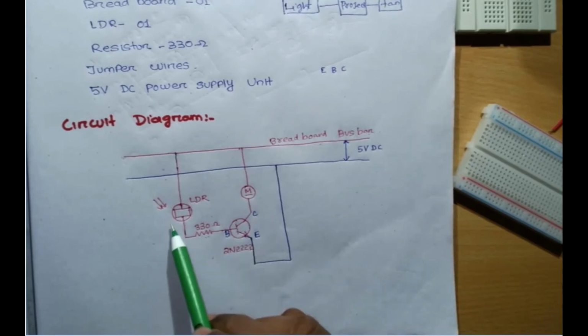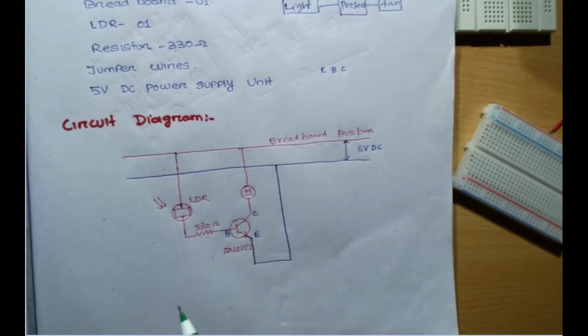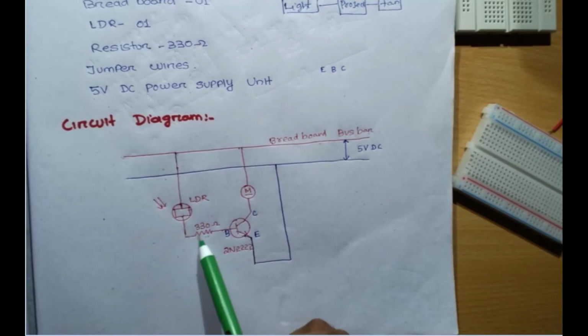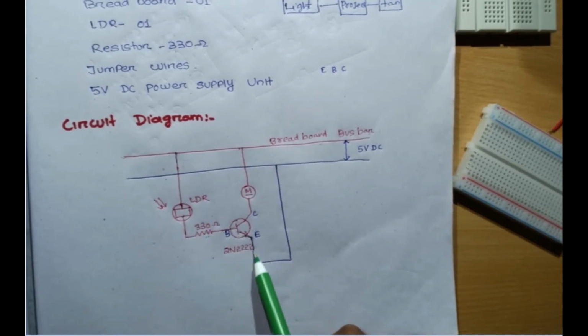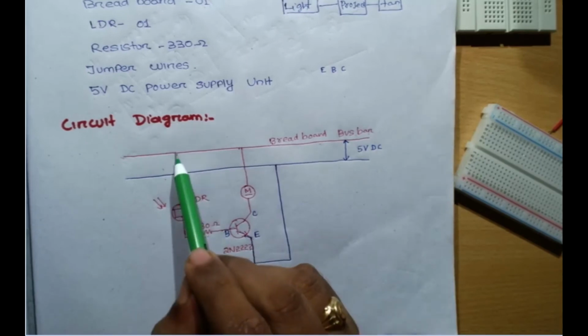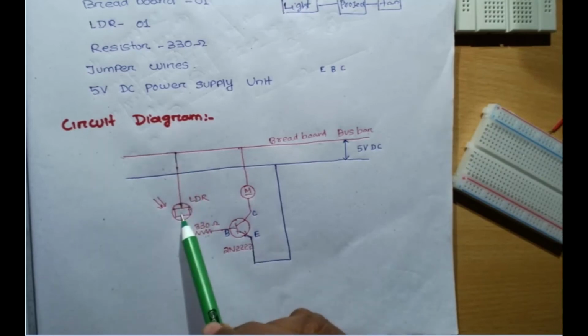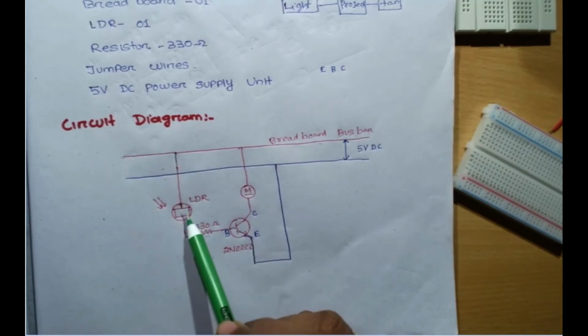So when light falls on it, the resistance will decrease. As the resistance decreases, now the current will be enough to trigger the transistor. Trigger the transistor means switch on the transistor. How will the current flow? The current always flows in a closed path. That's why when we switch on the fan circuit, we make the circuit. When we switch off the switch, we break the circuit. Likewise, when light falls on it, the resistance will decrease.